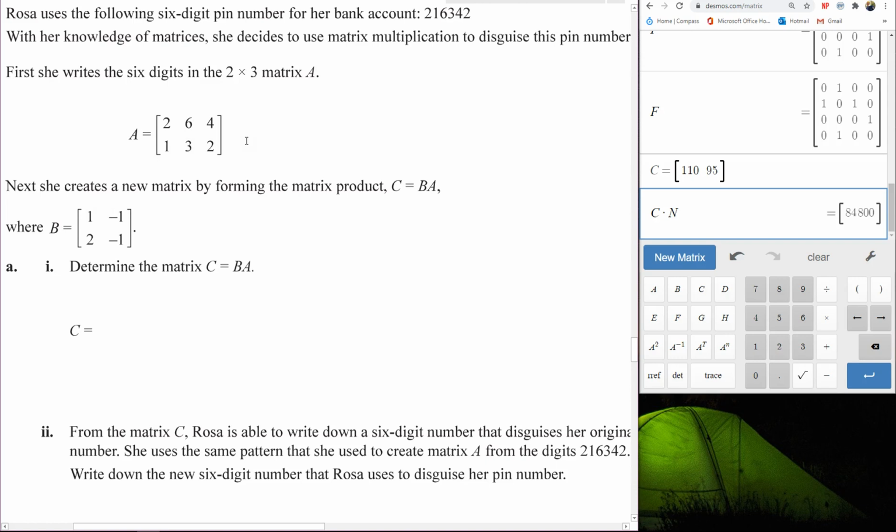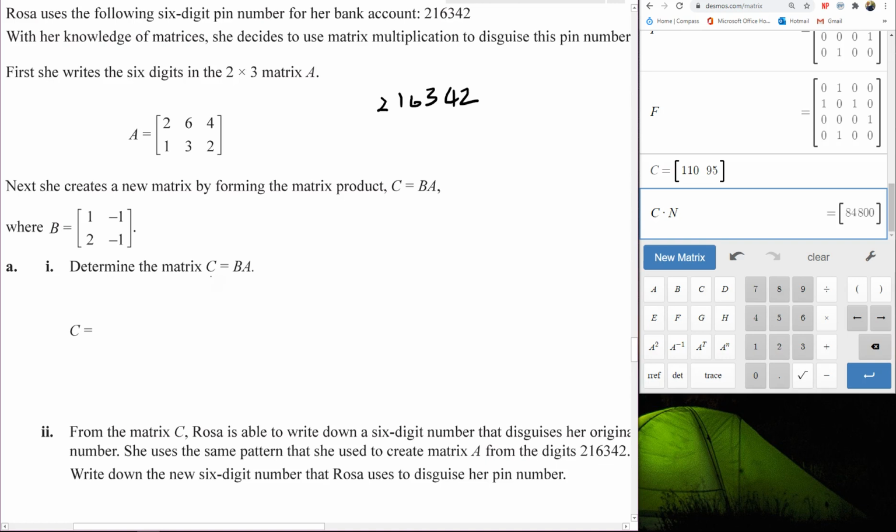Her code, remember, was 216342. It's not 264132, sorry, 216342. That was her code, and she wants to encode this so people don't know what her actual PIN is. So she's going to use this matrix, which is your encoding matrix, to encode that.